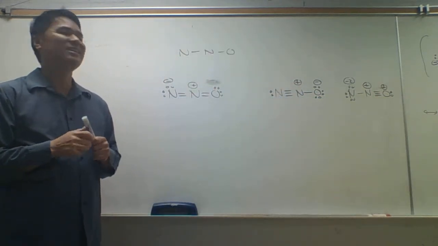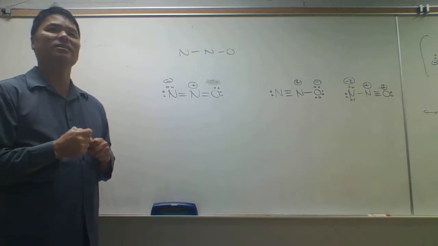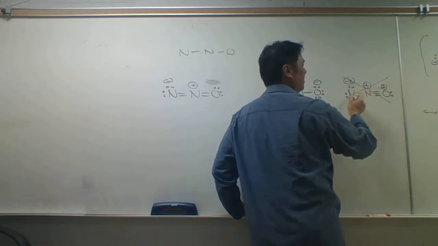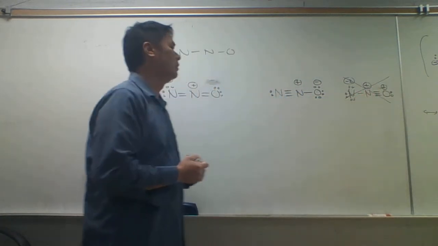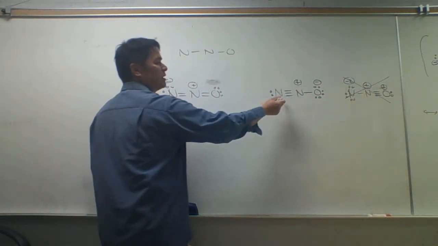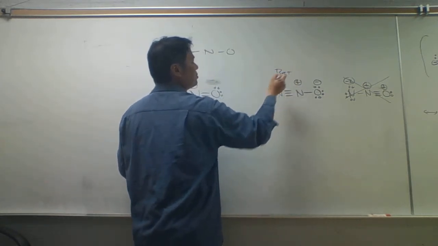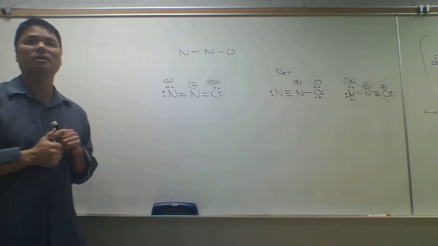This one doesn't look good at all, does it? In fact, this one we'd expect to be unstable, and we're going to eliminate that as a possibility. And so this one looks like the best, right? This one looks like the best. But what's the electronegativity difference between oxygen and nitrogen?